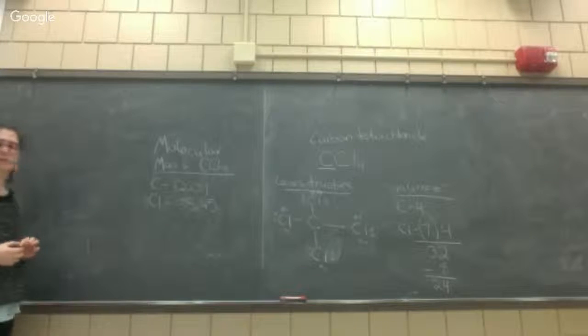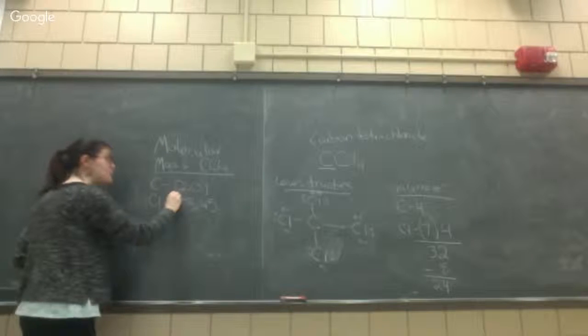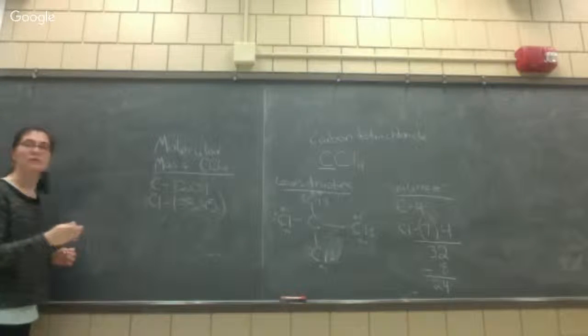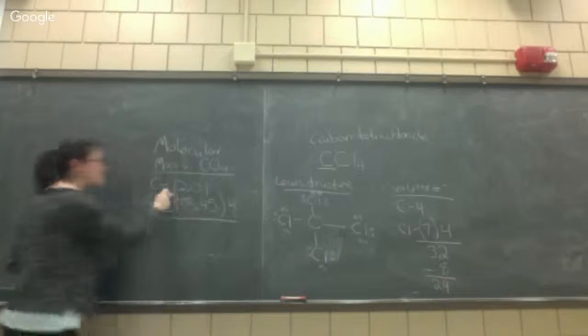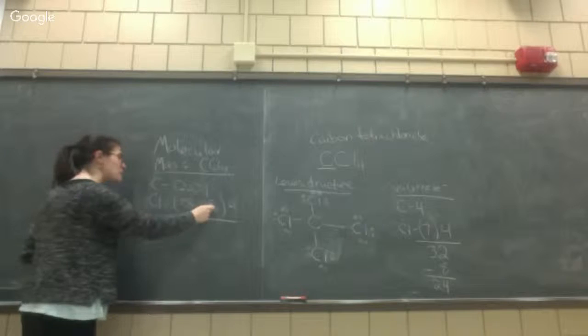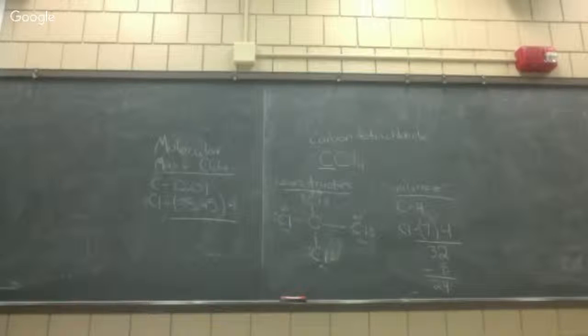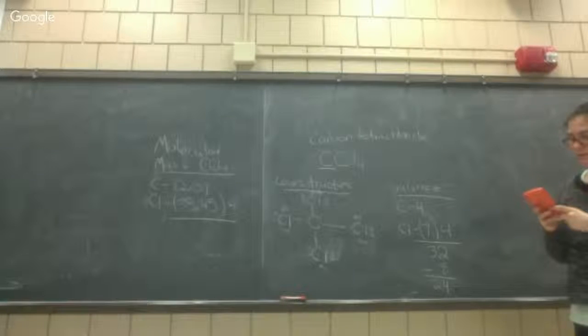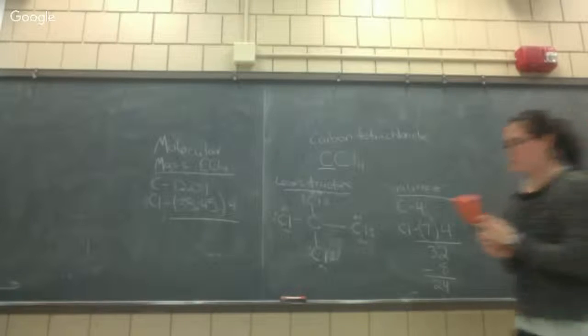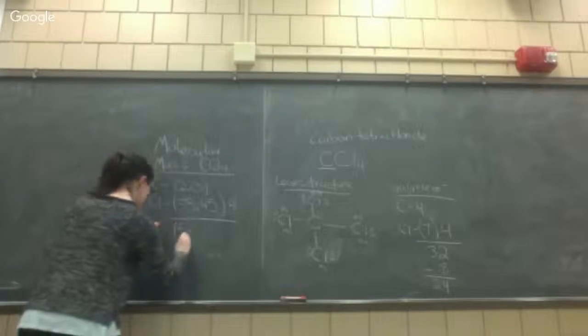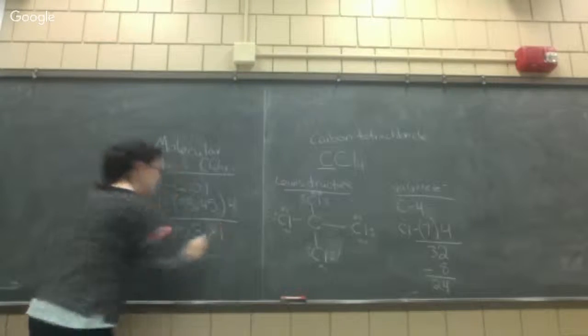Because what do we have to do? Yep, so we have to multiply chlorine by how much? 4. Exactly. So we have 12.01 plus the 35.45 times 4, right? And that would be your molecular mass of carbon tetrachloride. Plus, not minus. So it should be 153.81. Is that what people got?